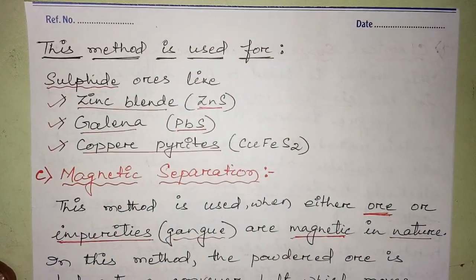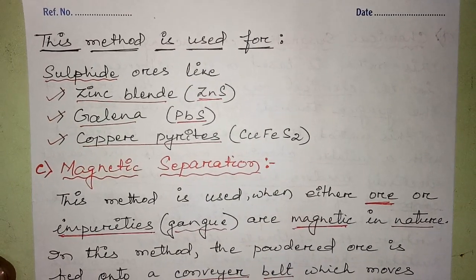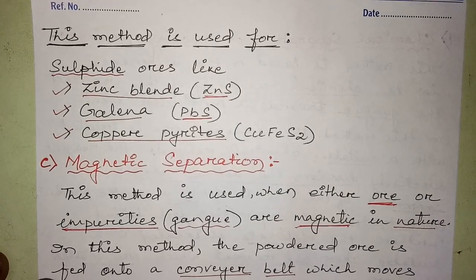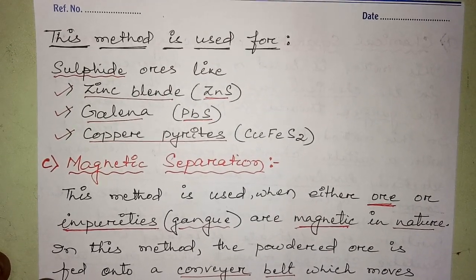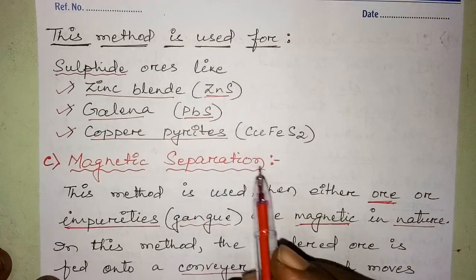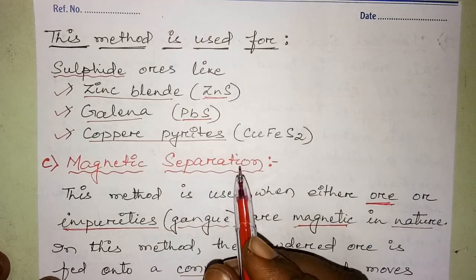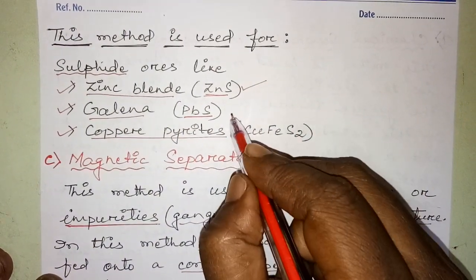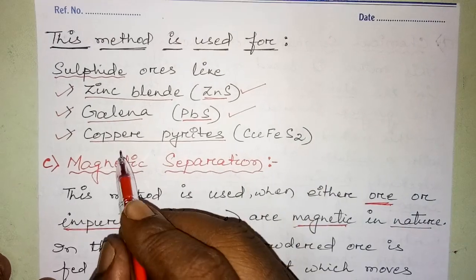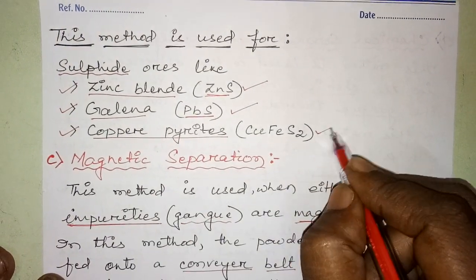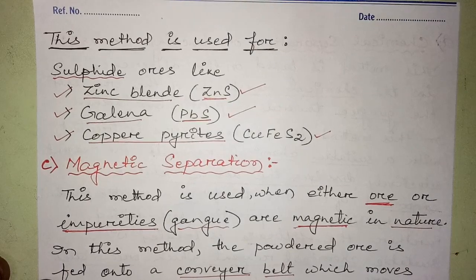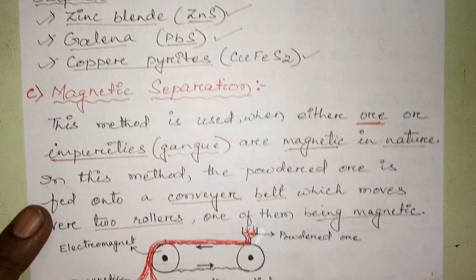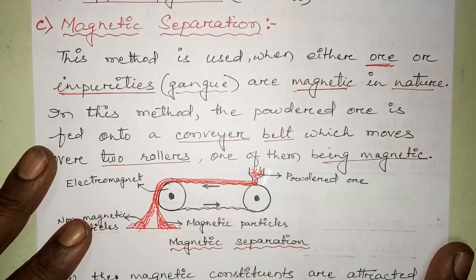There is a question: froth flotation is implemented to sulfide ores, so zinc sulfide or zinc blende is concentrated by which method? That is the froth flotation method. Understood? So the sulfide ores, as examples I am telling you, zinc blende, that is ZnS, galena, that is PbS, and copper pyrite, that is CuFeS2. Clear? These are the sulfide ores for which this method is implemented. Then the next method for concentration we will discuss is magnetic separation.